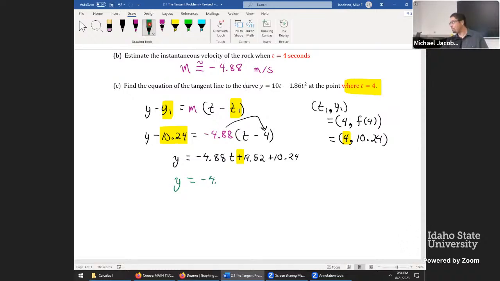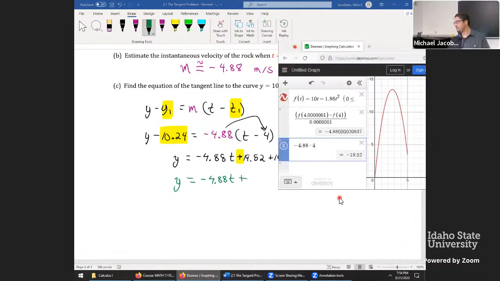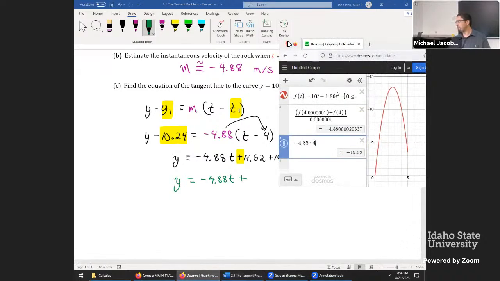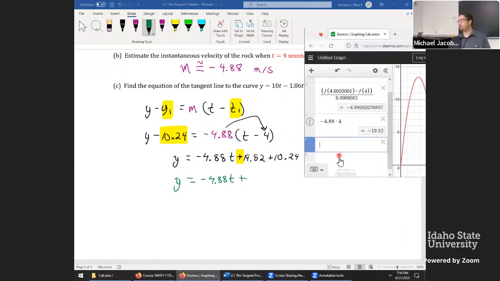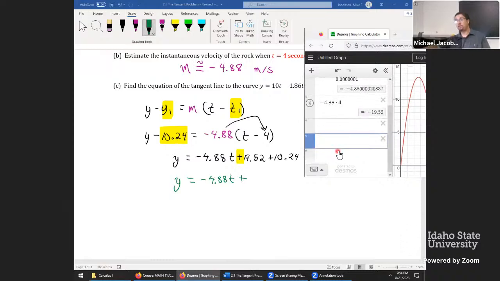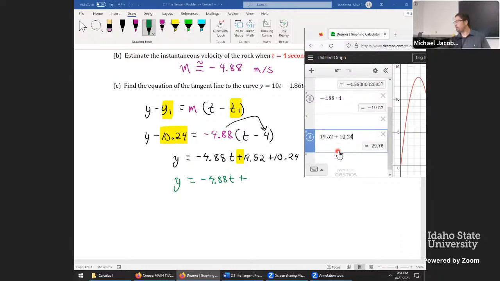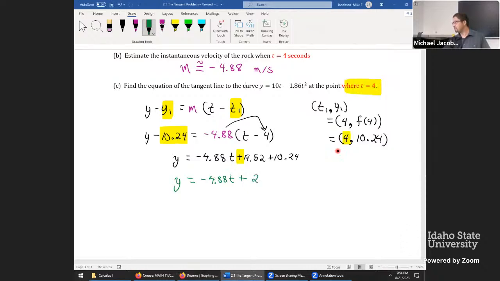And then we settle at negative 4.88t plus one last addition. We're almost there, folks. I'll get better with these windows as we go. I'm just a little rusty at this. Our computer is actually pretty good, but our projector on the wall keeps us at a very, very small resolution. So it's always a bit of a struggle. So 19.52 plus 10.24. So we get a 29.76.